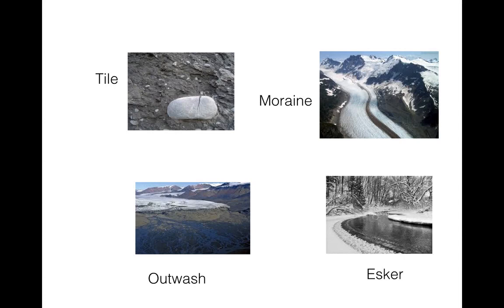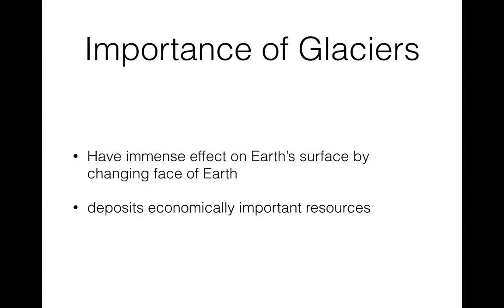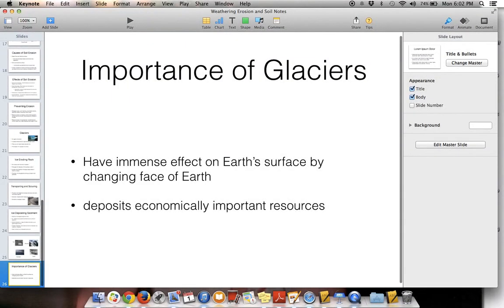So glaciers are a very important agent of erosion that has really transformed the surface of our earth in profound ways. Glaciers are important because of the immense effect they have had on the Earth's surface, as I just talked about, and how they've deposited economically important resources in different areas of the world. And like I spoke earlier about Lake Erie and some of the other types of rocks that have been transported here because of glaciers. Well, that wraps up our notes on glaciers for now. So we can end that.